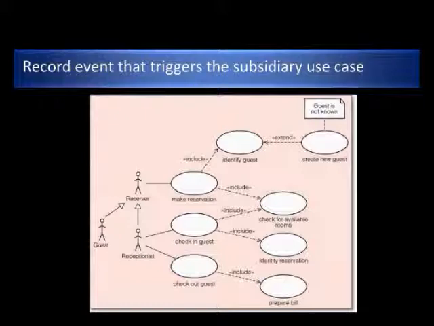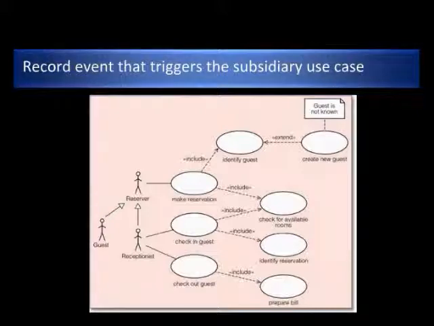However, the second new sub-use case, Create New Guest, which is connected to Identify Guest, will not be carried out every time a reservation is made. Therefore, Create New Guest is connected to Identify Guest with an open-headed dashed arrow labeled with the stereotype extend. This is conditional behavior, as it is only performed when the guest is not already known to the hotel.